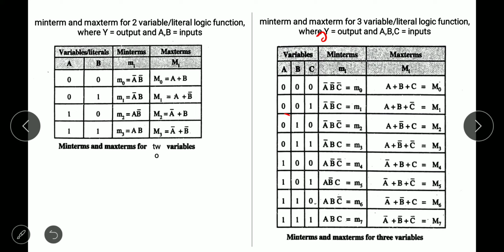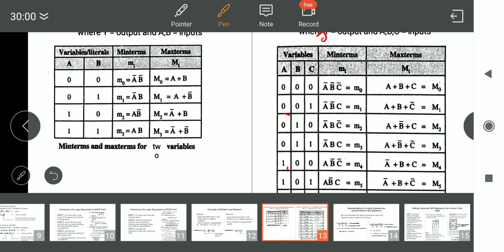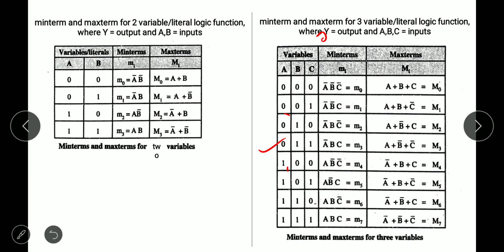So 0 0 0 means what? A bar, B bar, C bar, that is nothing but m0. Then 0 0 1, that is A bar, B bar, C. Then A bar, B, C bar. Then A bar, B, C. Then A, B bar, C bar, A, B bar, C, then A, B, C bar, A, B, C. This is nothing but all the min terms, and min terms are represented by small m. Then max terms are represented by capital M.